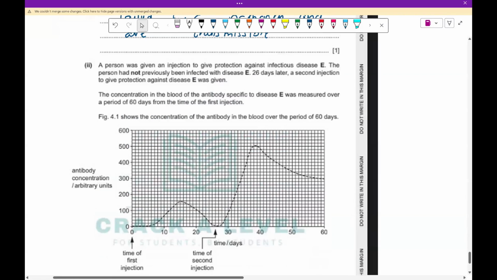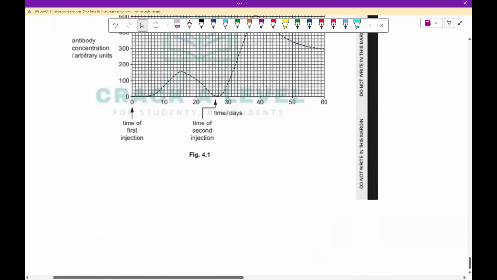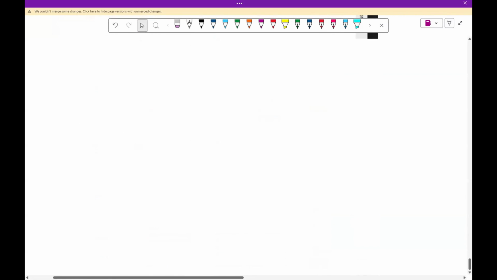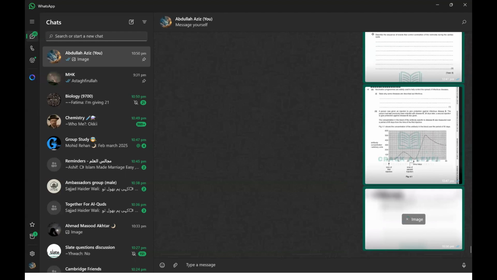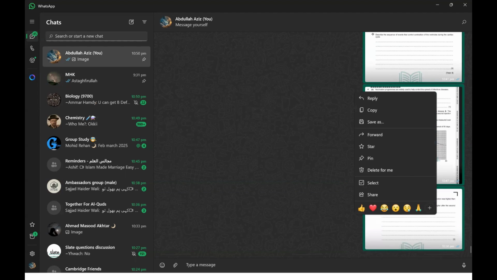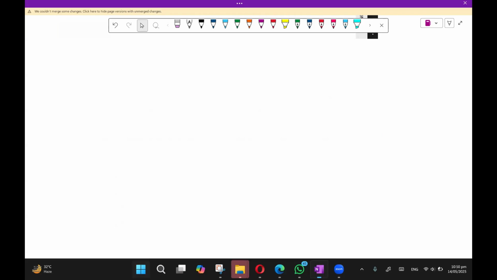Okay. Basically, I think the second injection is a booster shot. So, the concentration of the antibody. One second. I'm sorry, it's just we have to face these problems when you don't have the PDF. But I'm gonna.